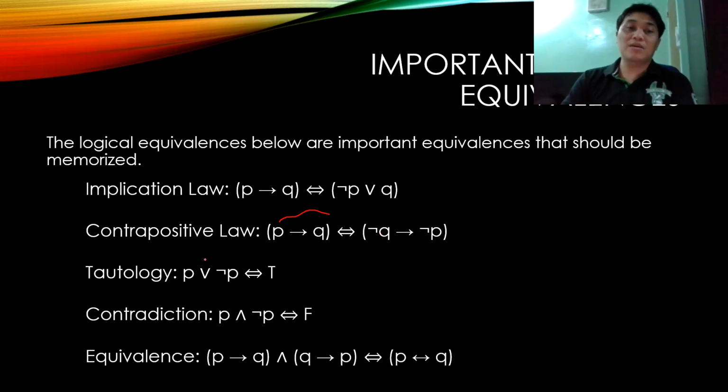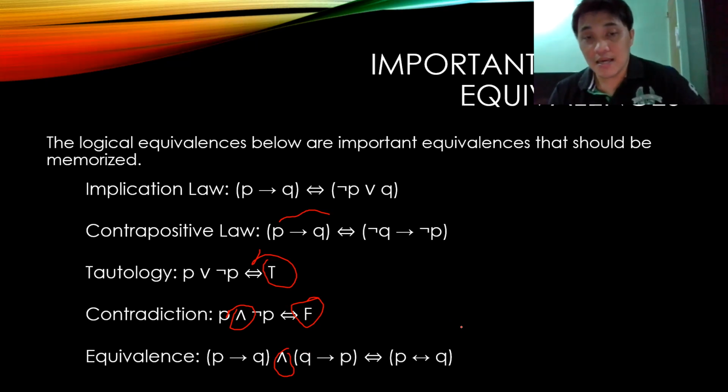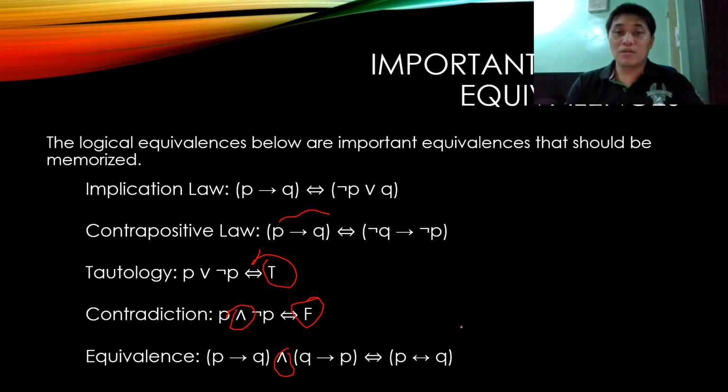Tautology: the statement P or negation of P is always true. Then contradiction: the statement P and logical and negation of P is always false. Then the equivalence: if P implies Q, logically and symbol Q implies P, so this is equivalent to P is equivalent to Q.